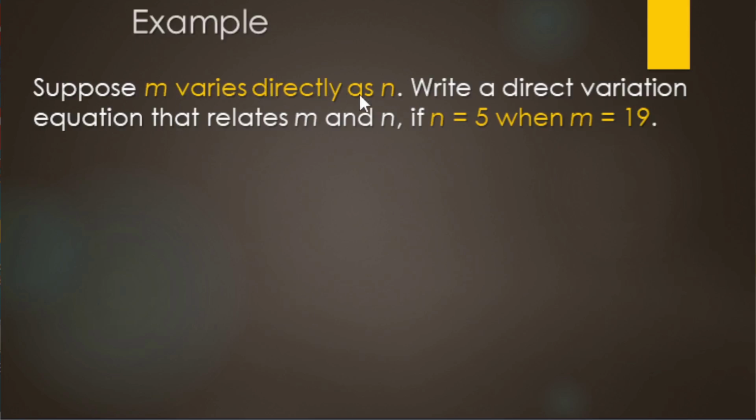So m varies directly as n. This has that function type idea: m depends on n. When you see "depends on," that means equals. You're going to have the m, then an equal sign, and it's going to take the form m equals kn. Y equals kx is what we normally see. Now we need to find the value for k. Remember, you take the dependent variable divided by the independent variable, and that gives you the value for k, the variation constant.